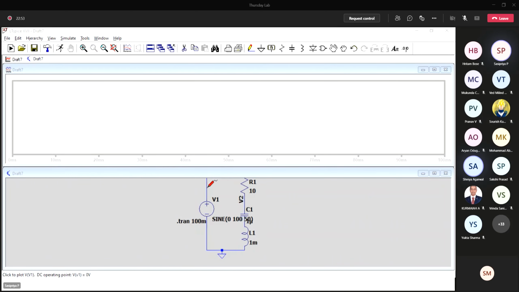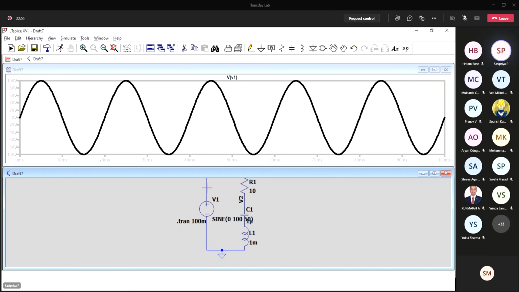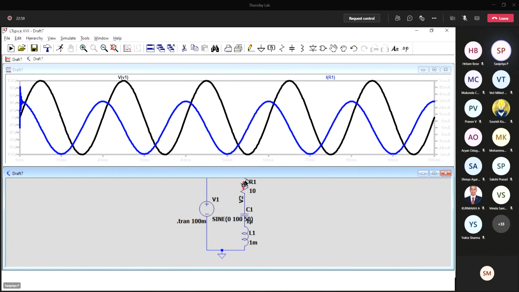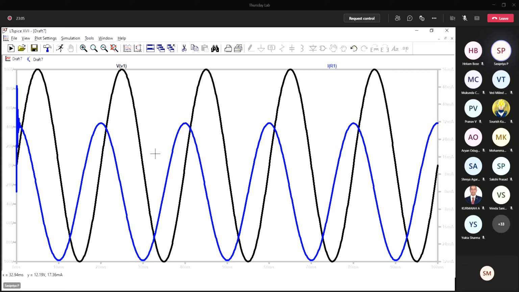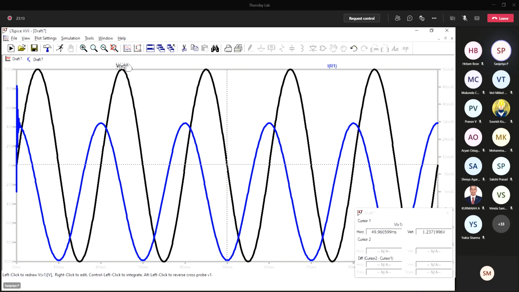Yes, ma'am. So this is the applied voltage V of V1, and I can take any current flowing through the resistor or capacitor or inductor because it's going to be the same. Now this blue color waveform is the current waveform, and the black color one is the voltage waveform. Just go here and click. You're getting the first cursor with vertical and horizontal. Similarly for the current also. So now what do we do?